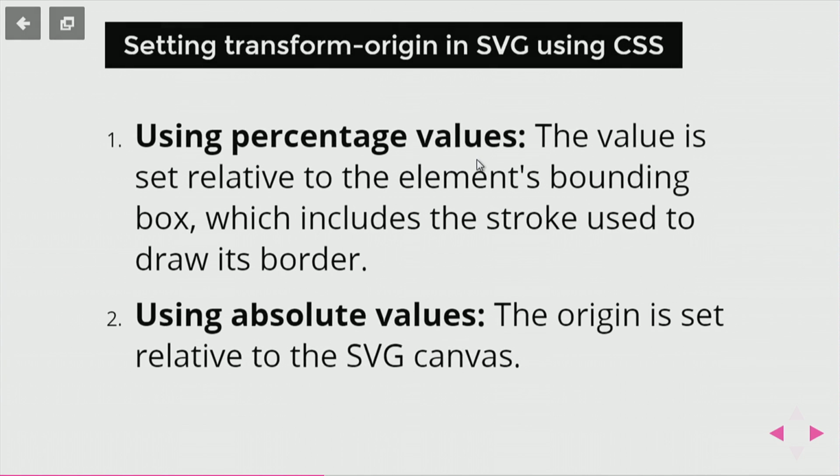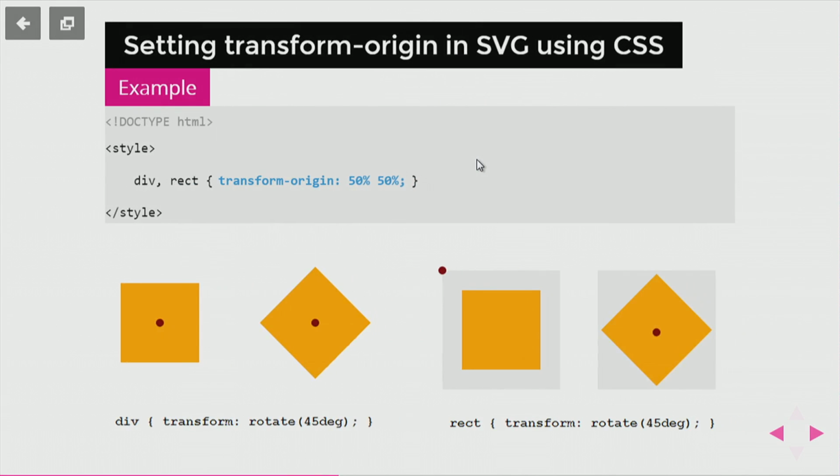You can set it using either percentage values or absolute values. If you set it using a percentage value, the percentage value is going to be calculated relative to the element's bounding box, which includes the stroke used to draw its border. And if you use absolute values, the value is going to be set relative to the SVG canvas. So, for example, if you go back to the previous example and I want to set the transform origin of the SVG element to 50% by 50%, this is the result that we should obtain.